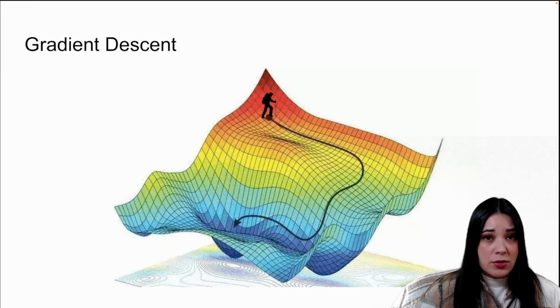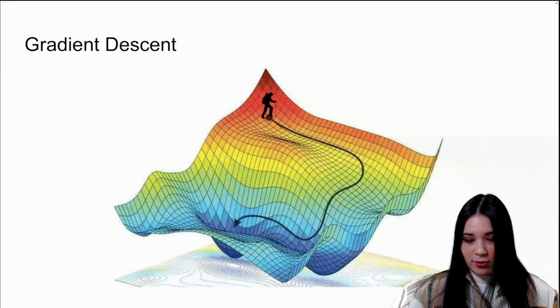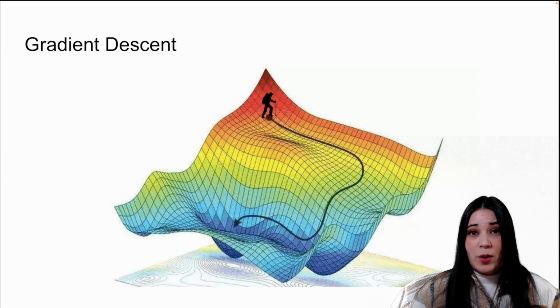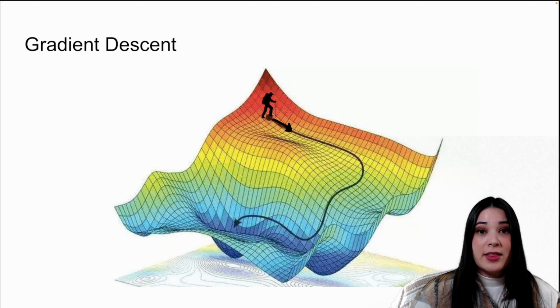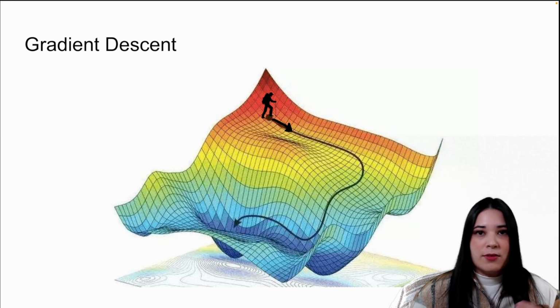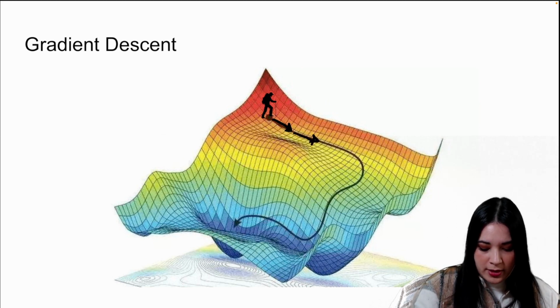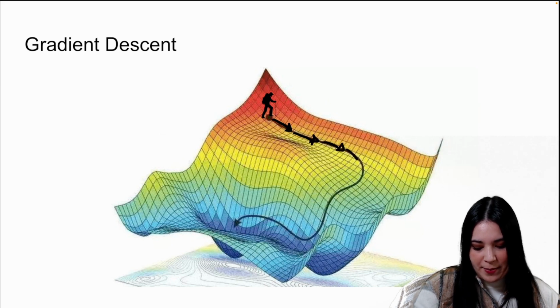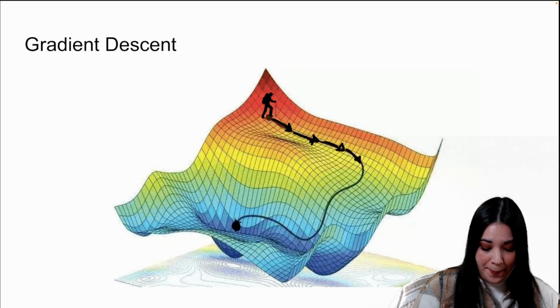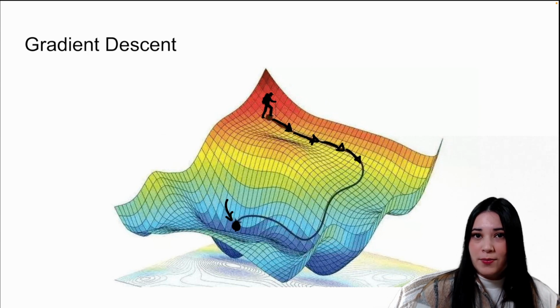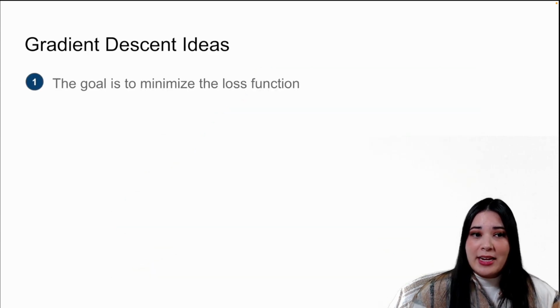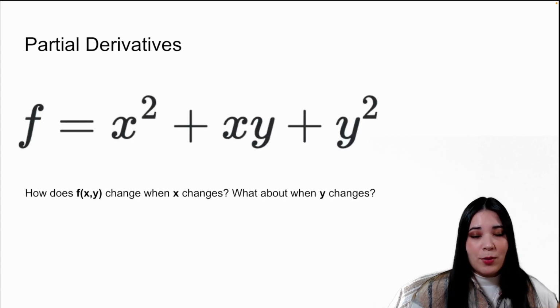Well, one way they could do that is they could get on the ground and feel around themselves and then feel which way is the steepest downhill. Then they could take one step in that direction. And then they could do the same thing: feel around, take a step, take another step, another step. If they keep doing this, they should end up at the bottom of the mountain, aka at a point where our loss function is really low, therefore where our model is performing really well. So the first main idea behind gradient descent is that we want to minimize a loss function. Next, let's talk about how we can actually do that.